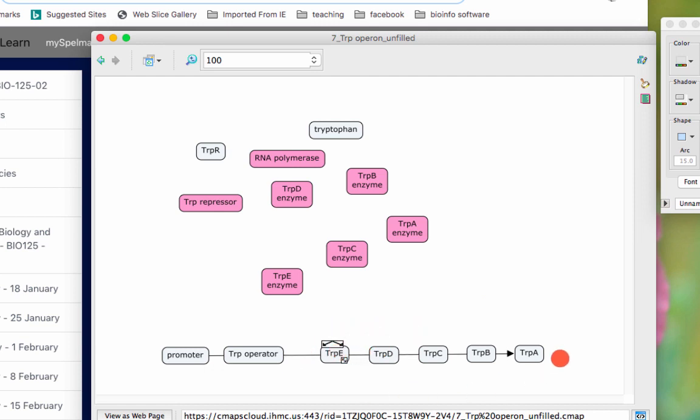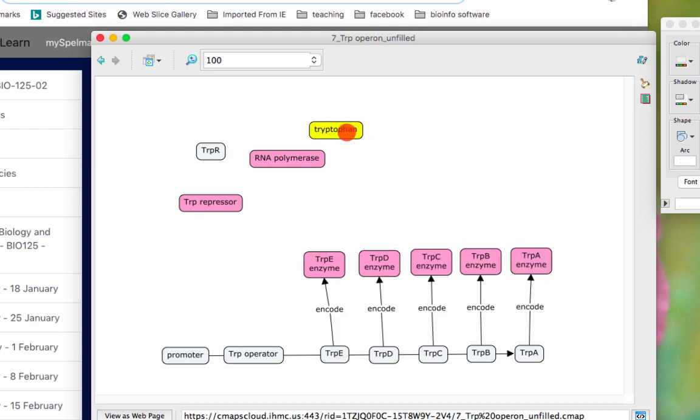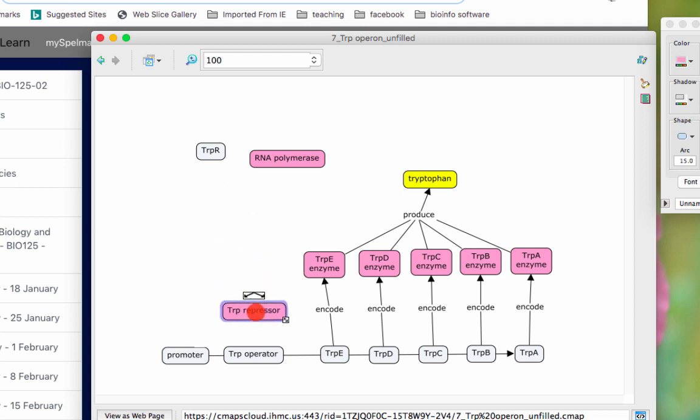The 5 coding genes encode 5 enzymes in the tryptophan biosynthetic pathway. The function of those enzymes is to produce tryptophan, which is an essential amino acid. The trp operon is suppressed by the trp repressor.